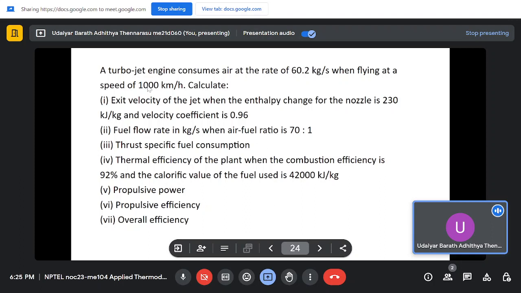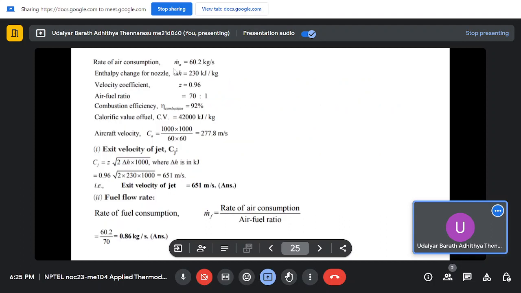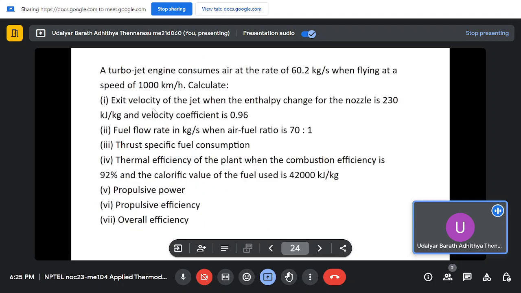So some of the values required are already given. We'll see how to solve this. So what we know is the rate of air consumption, or the air coming in, is 60.2 kg per second, and the enthalpy change in the nozzle is 230 kilojoule per kg, which is given.